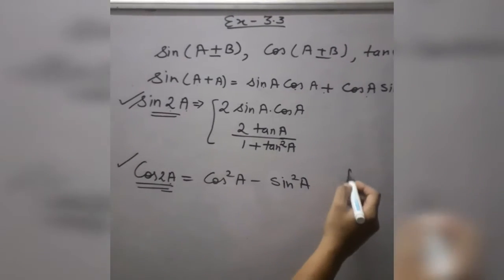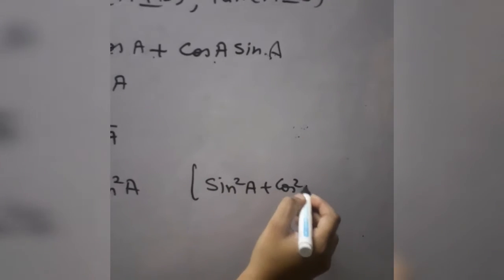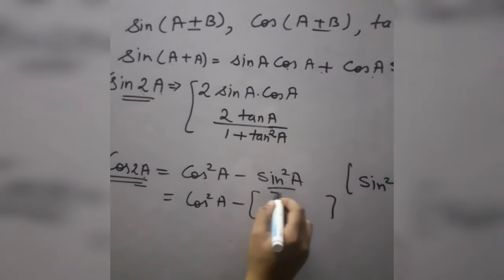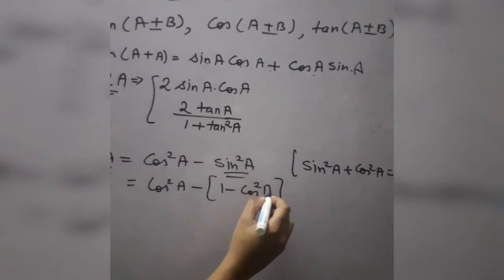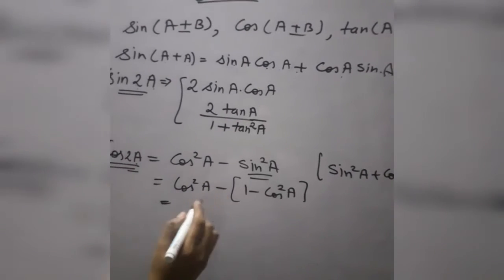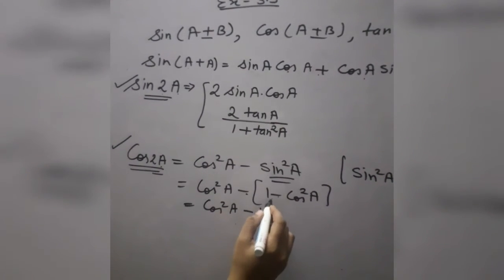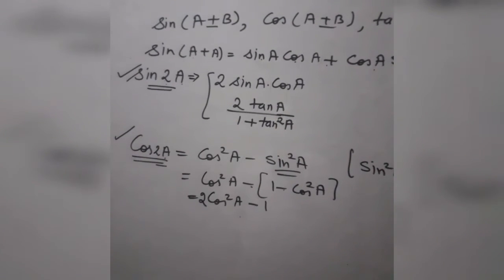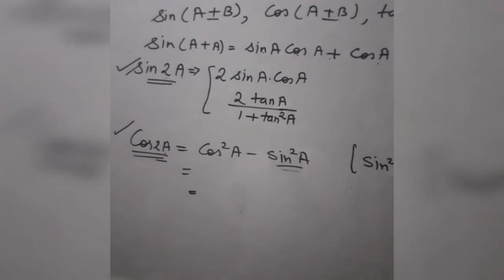And all of you know that one trigonometric identity is sin square A plus cos square A is equal to 1. So in place of this sin square A, you can write down here 1 minus cos square A. When you take this minus sign inside, then cos square A minus 1, minus minus becomes plus cos square A, and cos square A plus cos square A becomes 2 times cos square A.